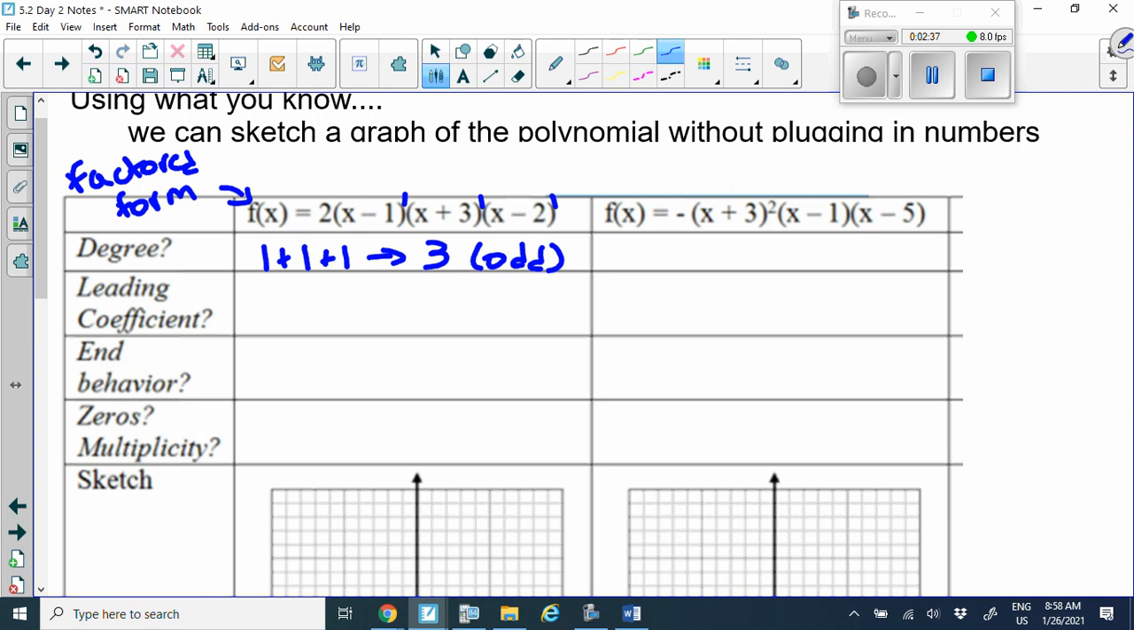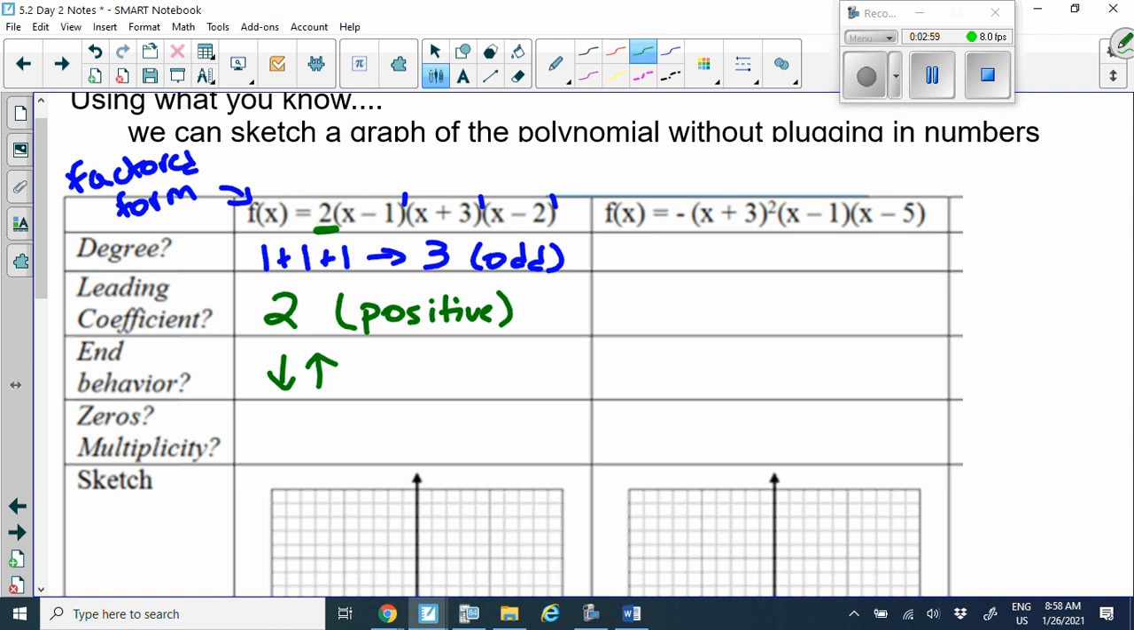Okay. What's the leading coefficient? Well, the leading coefficient is going to be the number that is in front of the first set of parentheses. So that is a 2. That's positive. Now let's think about the end behavior, meaning what happens to our arrows. When we have an odd degree and positive leading coefficient, remember, think about a linear function. That means we start down on the left-hand side, and then we go up.